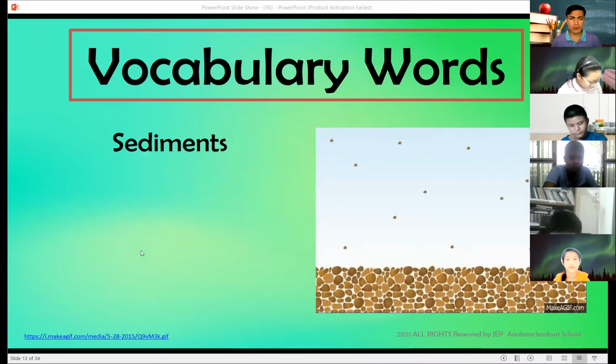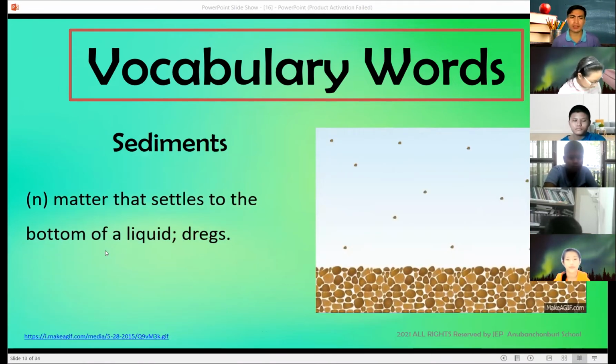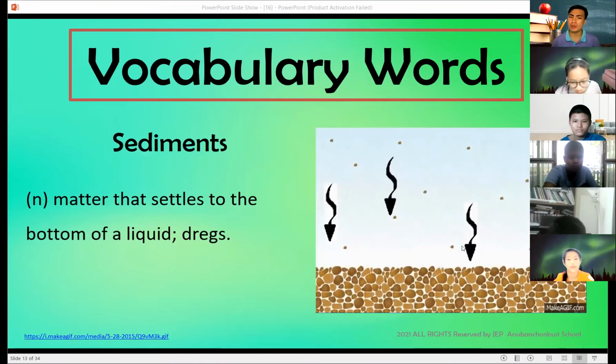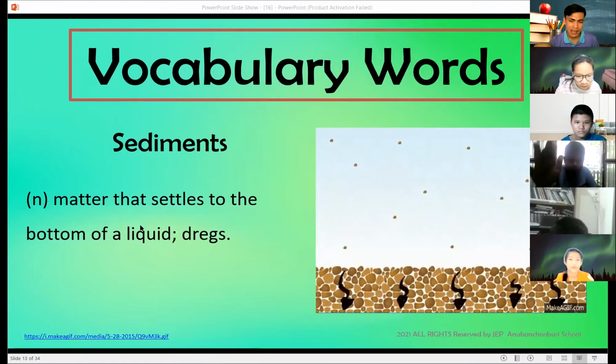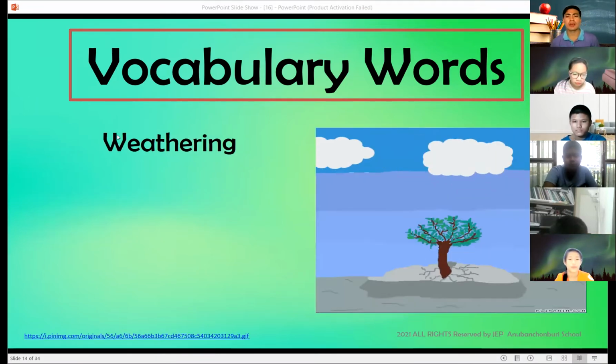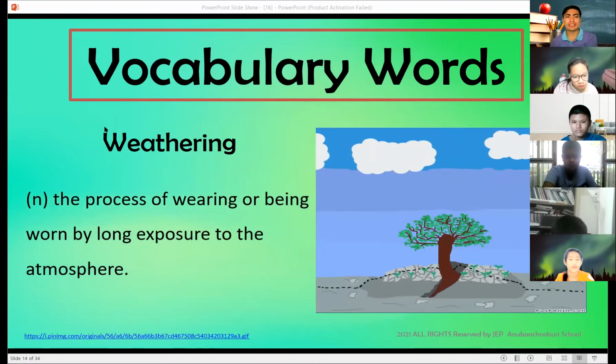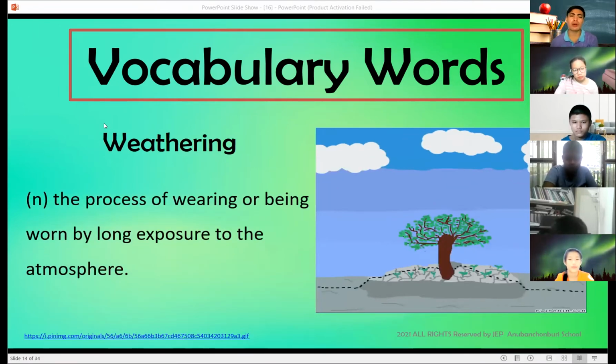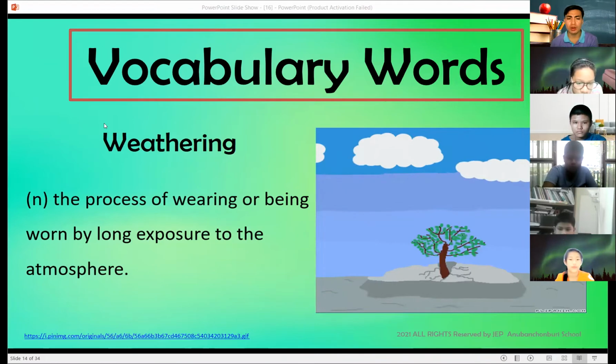The next word here is sediments. These are the matter that settles to the bottom of a liquid. No need for me to explain what sediments are. Sediments are these tiny bits of matter. It might be sand, it might be soil, it might be small pieces of rocks or whatever. They will become sediments.